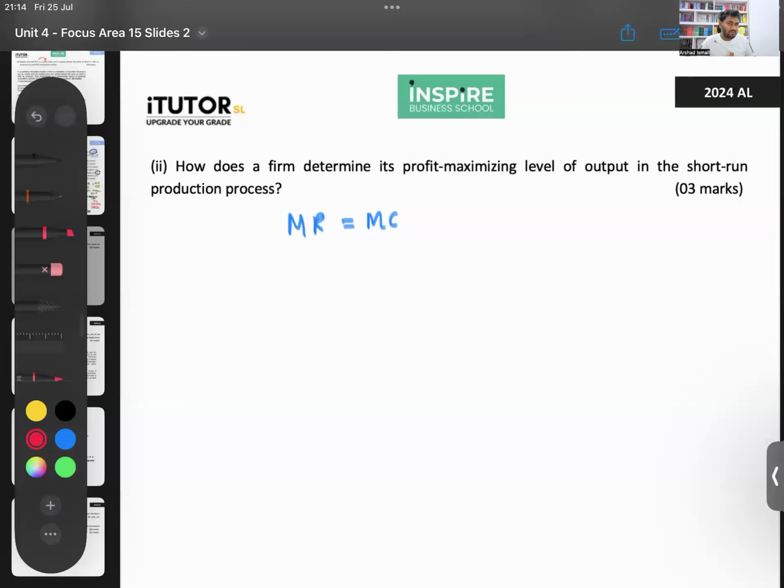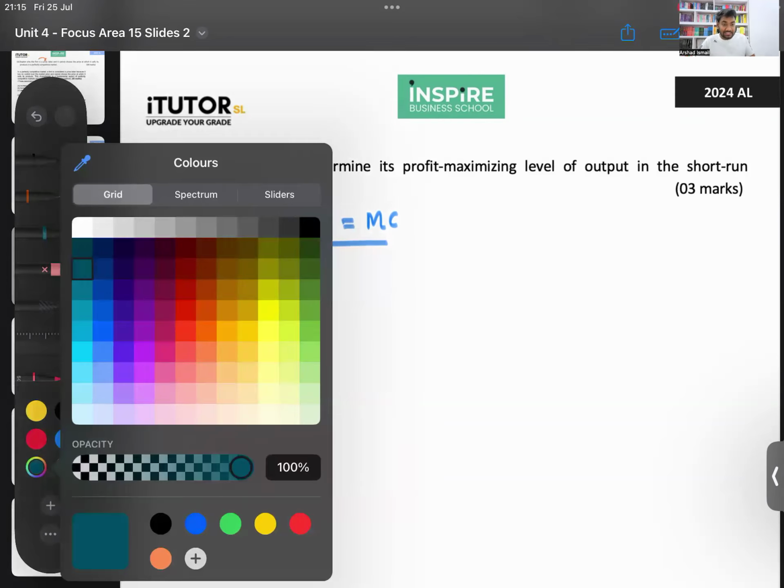Do you remember there's another way? How many of you remember that? The other approach, that also you can write if you want. It's called the total revenue and total cost approach. So you can explain that also if you want, but one of it is enough. So you can go with MR equals MC. That's what you all always have been writing about. So explain that. You don't have to go that much into detail.